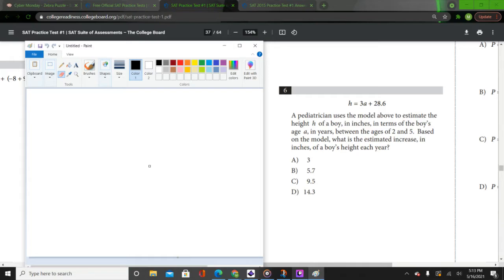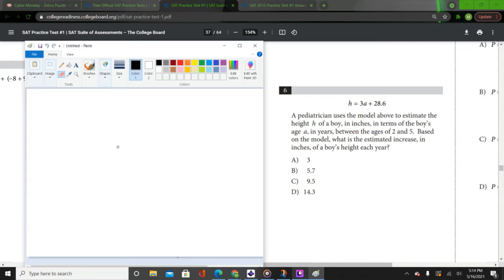A pediatrician uses the model above to estimate the height h of a boy in inches in terms of the boy's age a in years between the ages of 2 and 5. Based on the model, what is the estimated increase in inches of a boy's height each year? Now, you'll notice one thing I didn't do at the start is rewrite this equation over here. And that's because until we actually need to do so, why would I spend time writing things down when I can just look at the problem and, well, get it?